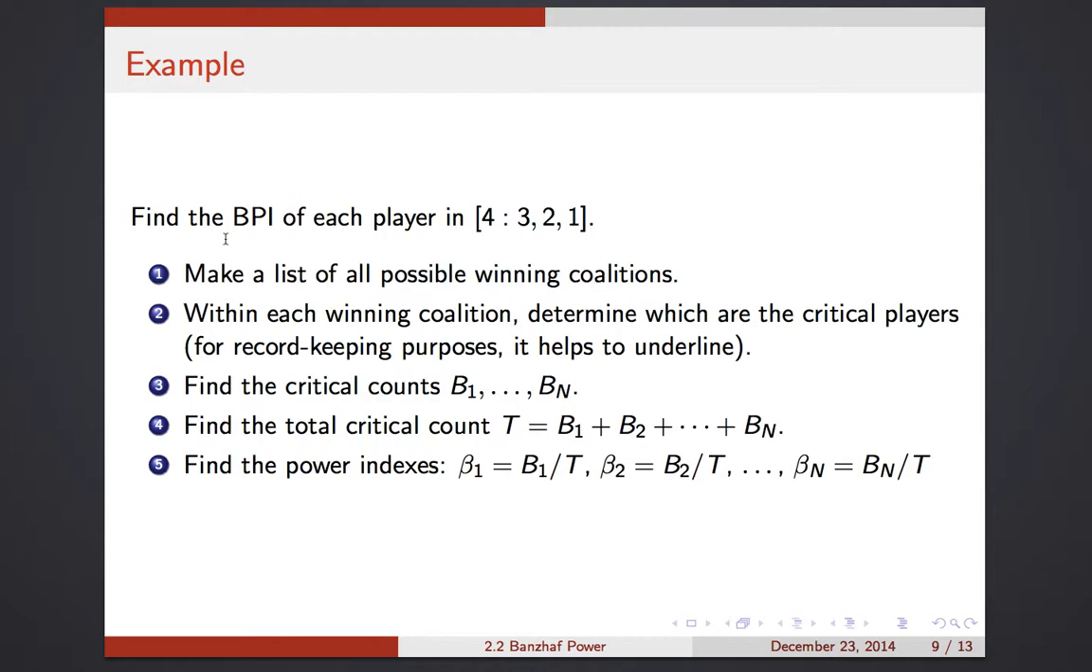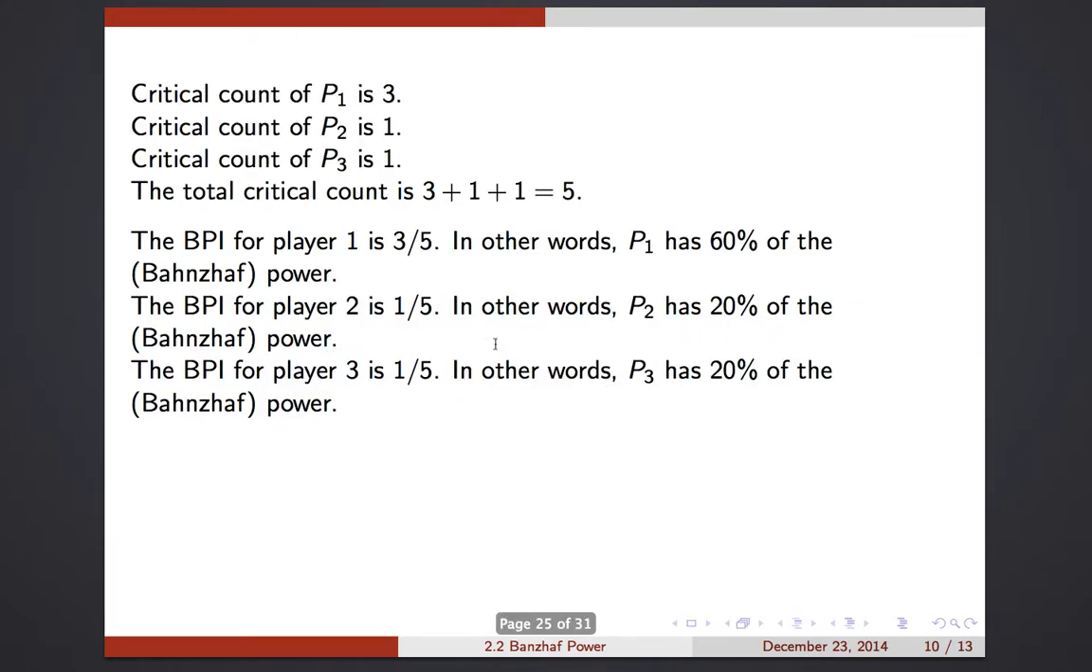Okay, so on the next slide, we're going to actually find the Banzhaf power index of each player in the system, as it asks us to do. But remember, we've already done steps 1 through 3. We found the critical counts, so I'm not going to do that again. I'm just going to give it. The critical count of player 1, remember, was 3, and then P2 is 1, and P3 is 1. So the total critical count is just the sum of those numbers, which is 5. So T in this particular example is 5.